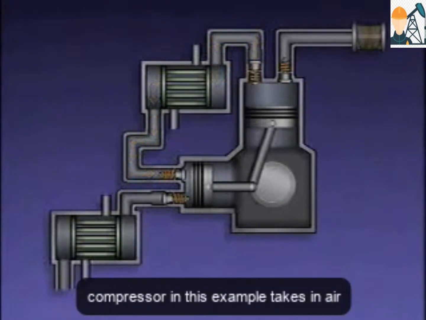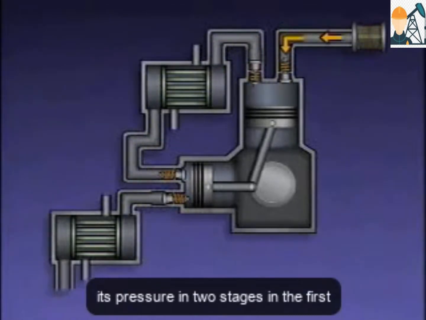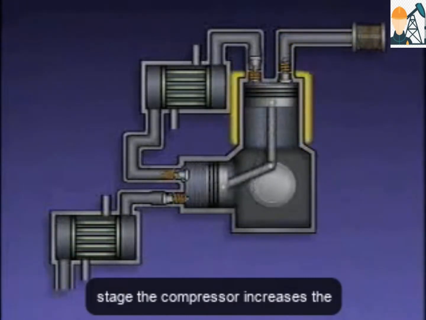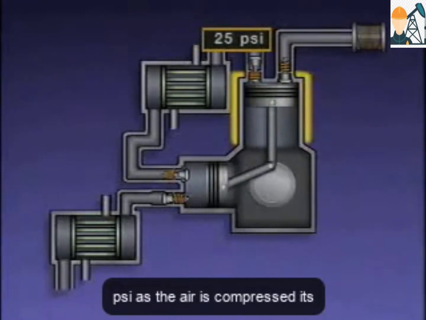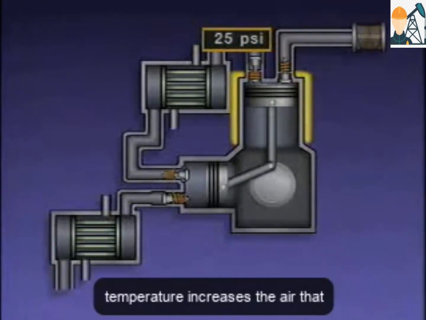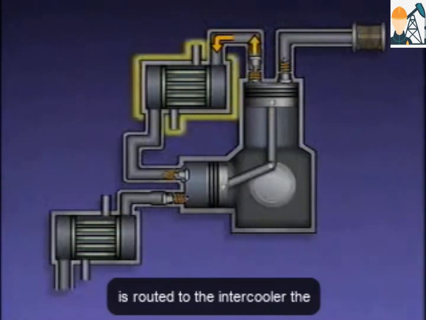The compressor in this example takes in air at atmospheric pressure and increases its pressure in 2 stages. In the first stage, the compressor increases the pressure of the air to approximately 25 psi. As the air is compressed, its temperature increases. The air that leaves the first stage of the compressor is routed to the intercooler.